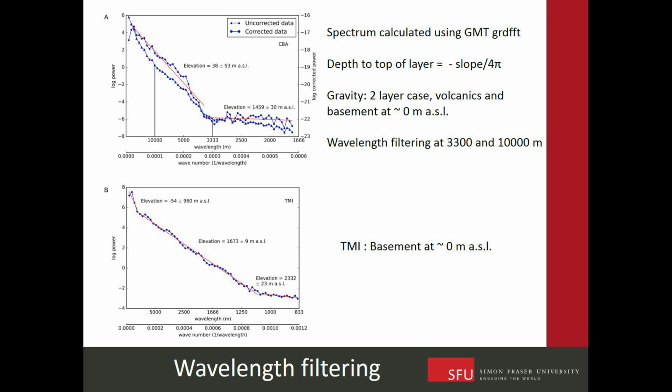And by looking at these curves here on the gravity, the top curves are a corrected curve required to calculate these depths, but the bottom curve is the raw spectra. We can see changes in wavelength at around 10,000 and 3,000 meters. So we did a couple of trials with wavelength filtering around those numbers and chose the 10,000 meter filter for the gravity to start with.